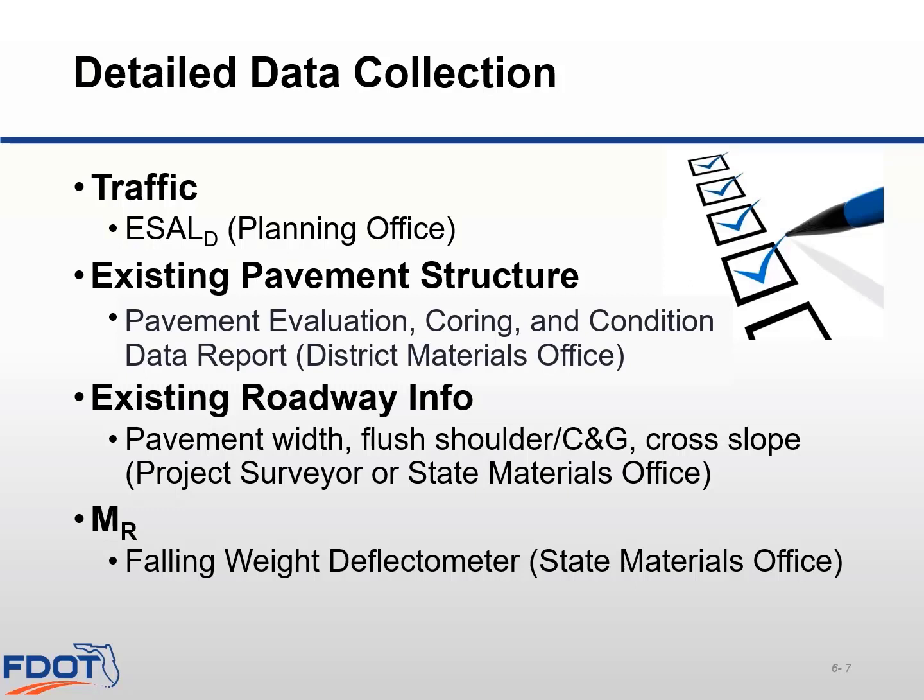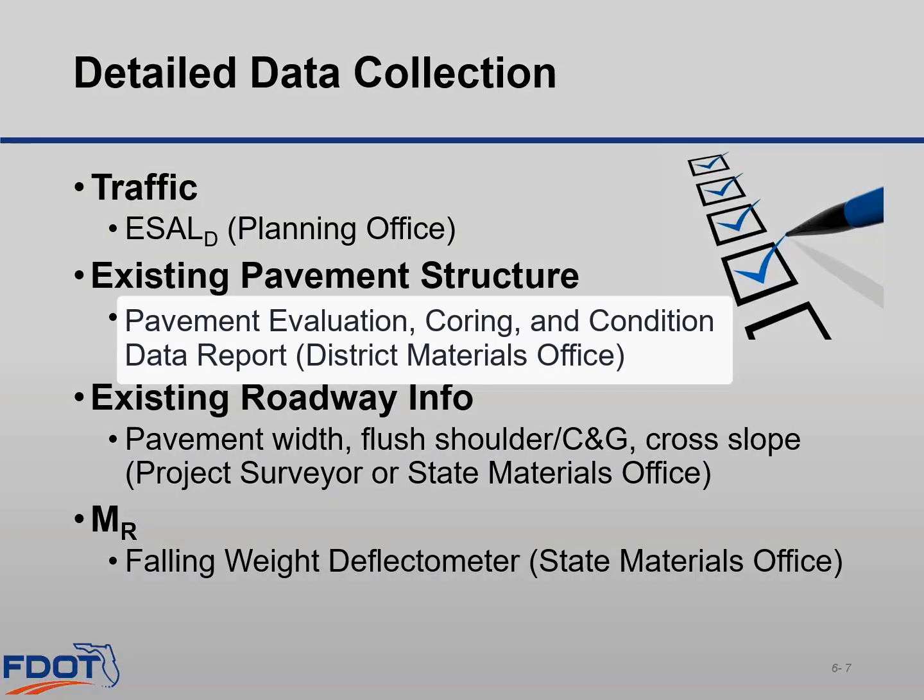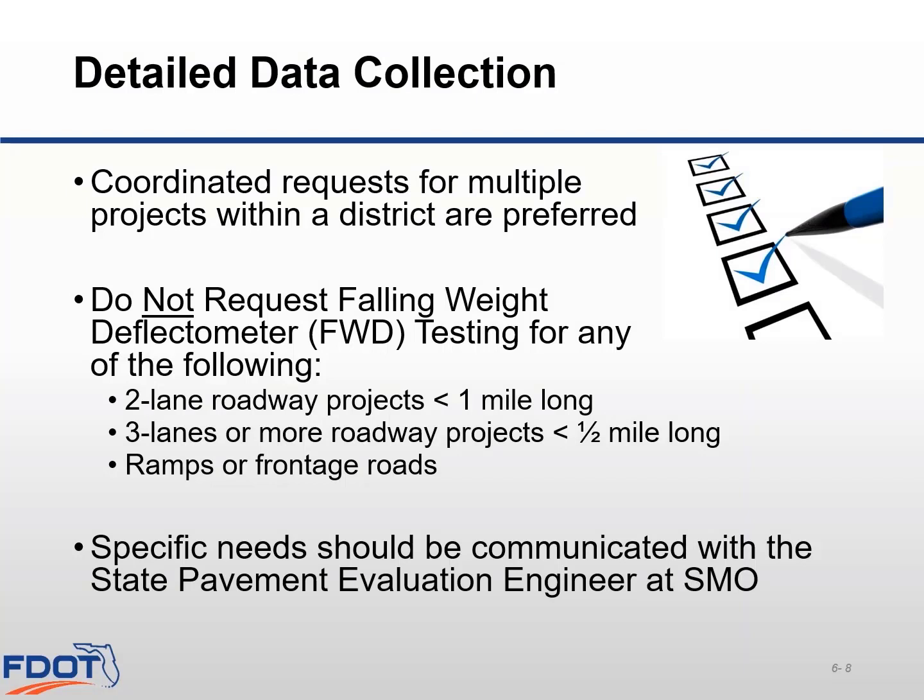Existing roadway information, including pavement widths, existing flush shoulder, curb, and gutter, cross slope, and any other constraints, is typically collected by your project surveyor, but sometimes may be collected during pre-design by the State Materials Office. And your resilient modulus value will come from deflection data obtained by the State Materials Office by way of falling weight deflectometer testing. When you request deflection data, it needs to be coordinated through a single contact within each district if possible. This will help with the logistics and scheduling of the State Materials Office FWD crew.